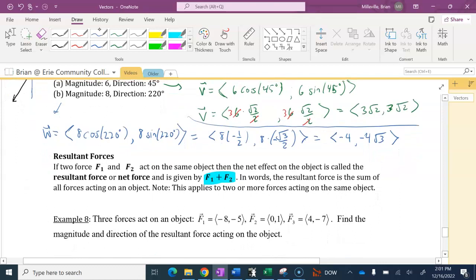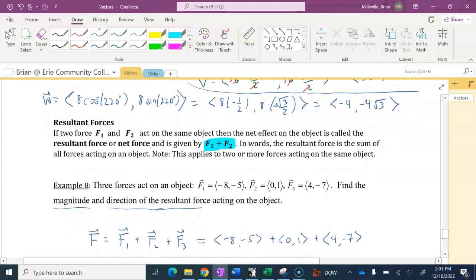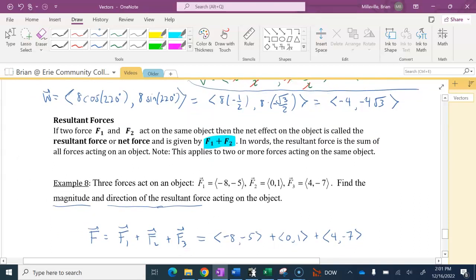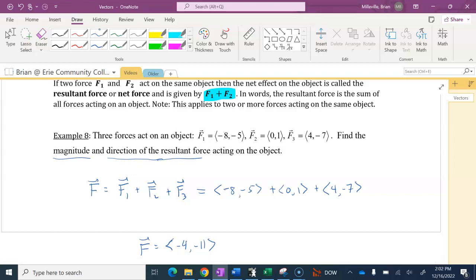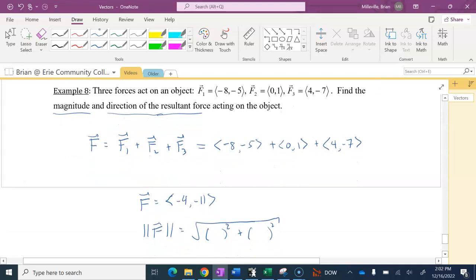All right, so we're going to wrap up with this example. It says 3 forces act on an object. They're given in rectangular coordinates. The coordinates of the vectors are given. We're supposed to find two things: the magnitude and the direction of the resultant force. So the first thing we need to do is add these vectors together. We're going to add component-wise: -8 plus 0 plus 4 gives us -4. -5 plus 1 is -4, plus -7 is -11. All right, so there's our resultant force.